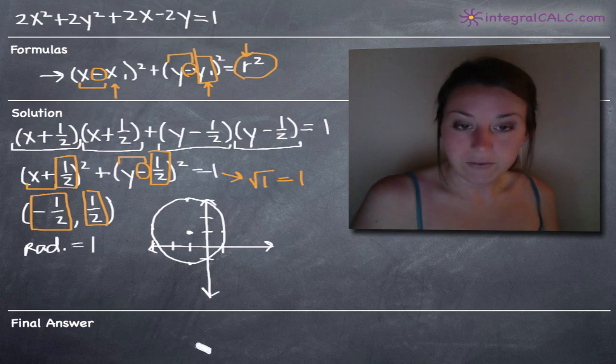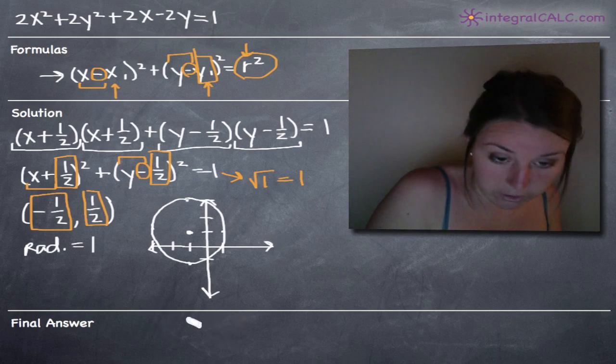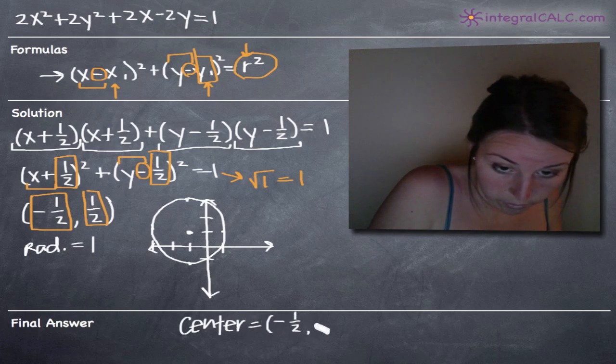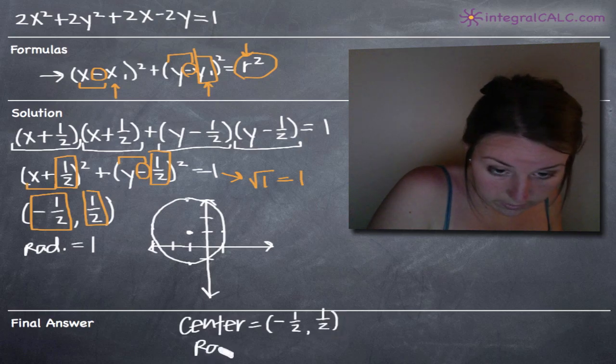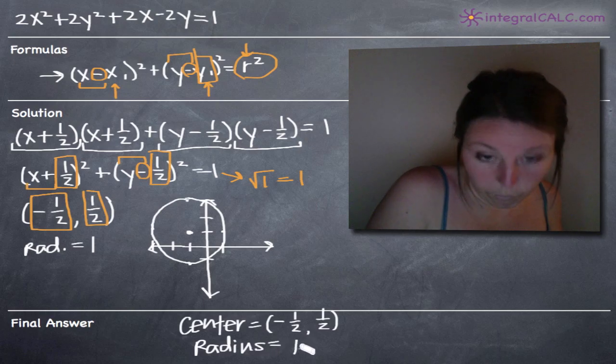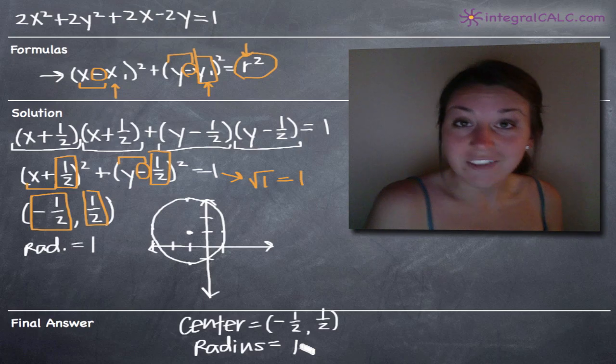So in order to give a technical answer, we would not only draw the circle, but then underneath we would write that the center is at negative 1/2, positive 1/2, and that the radius is equal to 1. And that would be sufficient. So that's it. That's your final answer.